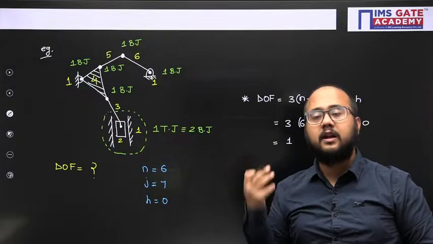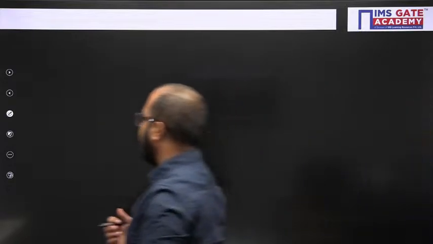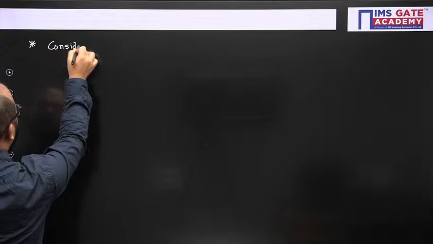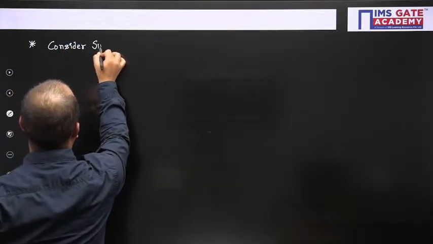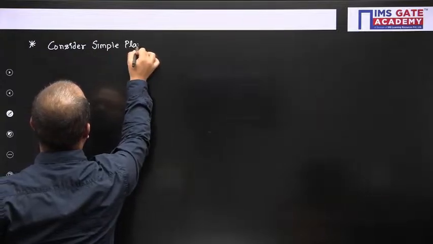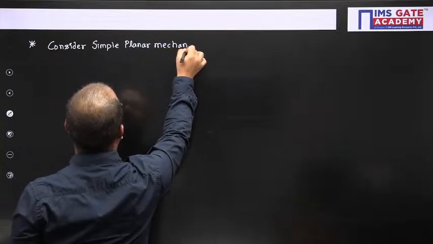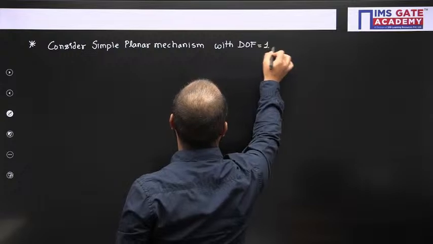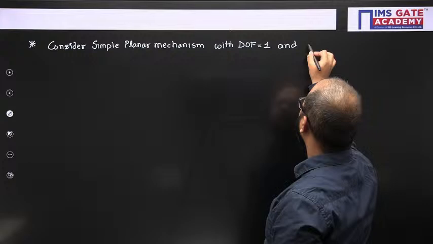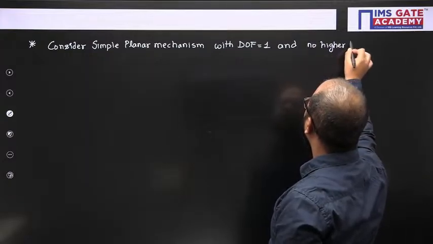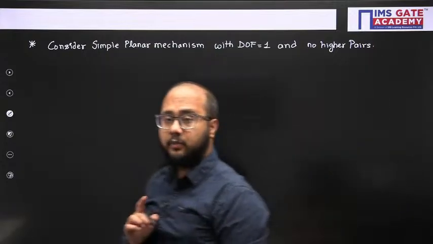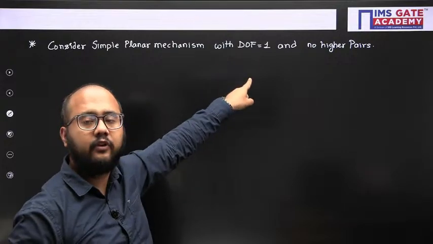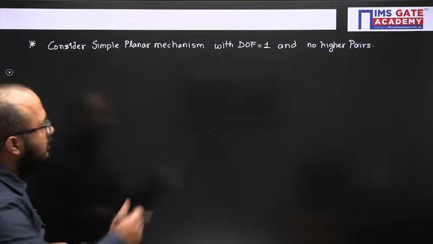Now, there is one more thing, Grubler's criterion. That part also we will discuss. Consider a simple planar mechanism with degree of freedom equal to 1 and no higher pairs. Very, very important discussion we will be having here now. A simple planar mechanism I am considering, in that the degree of freedom is 1, and there is no higher pair.